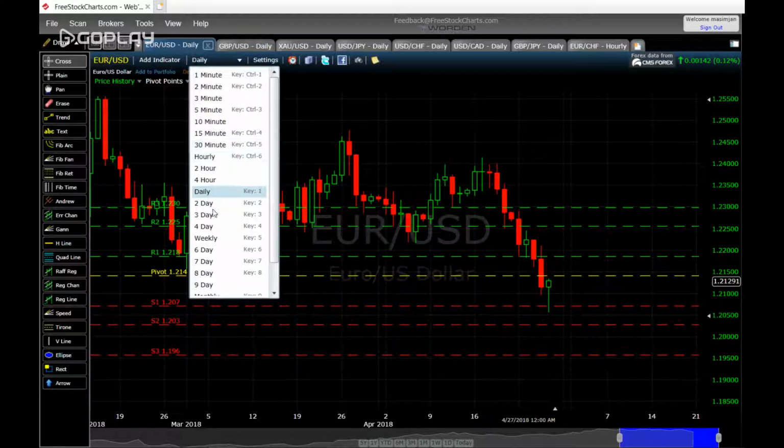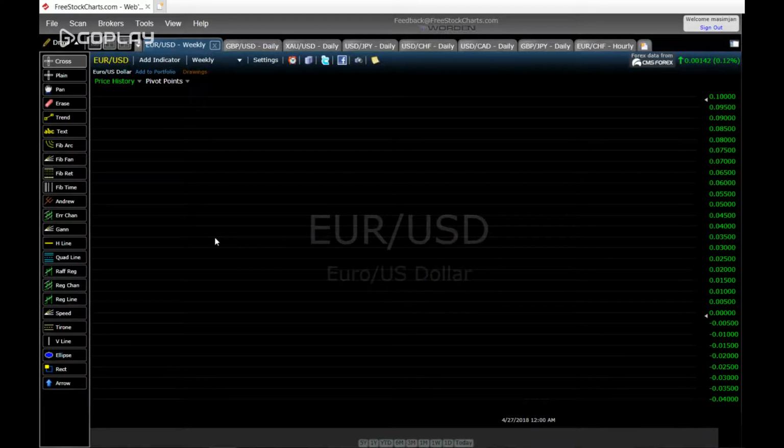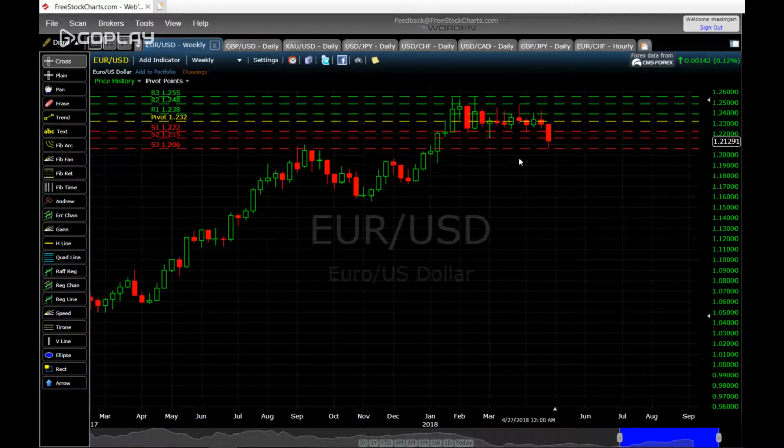On the weekly overview, I would say it has tried to break support 3, which is a major support at 1.206, but it could not break. It might try, as currently it's trading at 1.21291, and it will try to break support 2 towards the upside, and then support 1 as well. In the week, I would suggest that it will try to achieve 1.23 by the end of the week. So that's all for Euro USD.